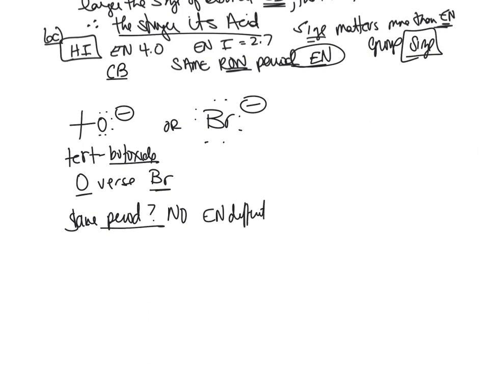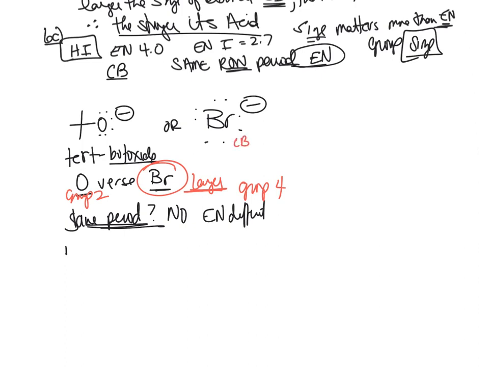That's what we do if we're in the same period. So here is size. Bromine is going to be larger, significantly larger, because it's a different group. This is group 4 on the periodic table. This is group 2. So lots bigger. So this is the larger size. What's the question? Which base would you expect to be more stabilized?